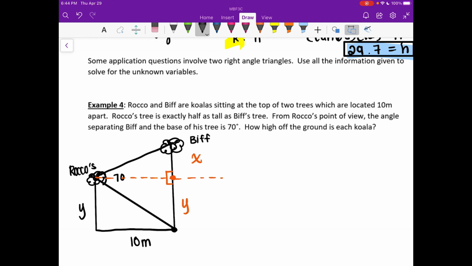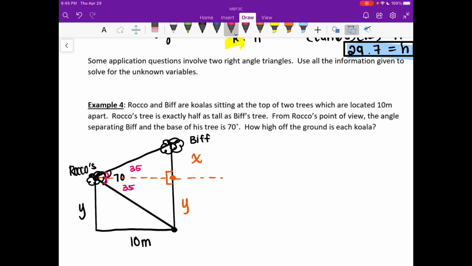After you're finished with the diagram, the one thing you want to realize is that the angle of elevation at which Rocco is looking up at Biff is going to be 35 degrees. I'm just going to draw that in a different color. The reason is that we are assuming it's cut directly in half. The angle of elevation and depression are going to be the same, because X and Y are the same amount, right?